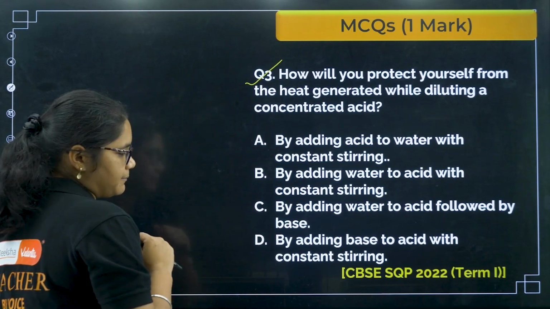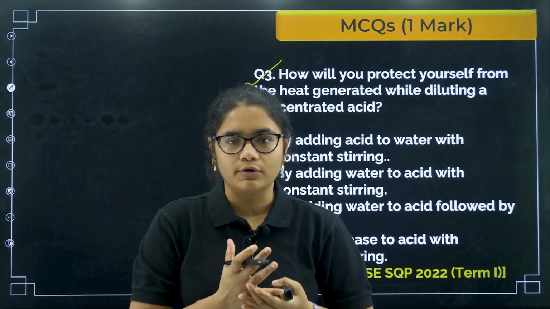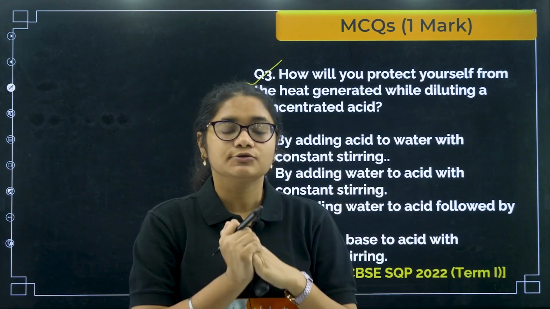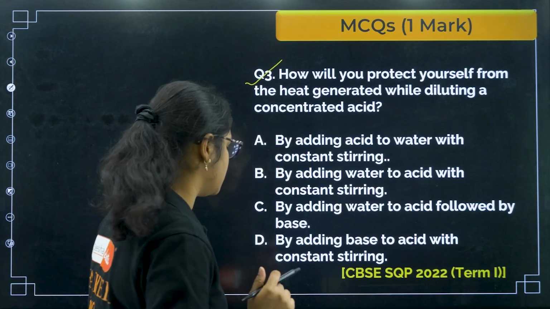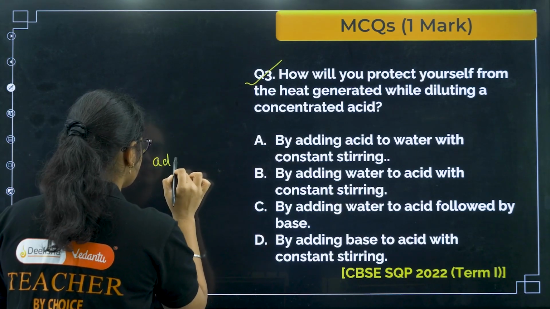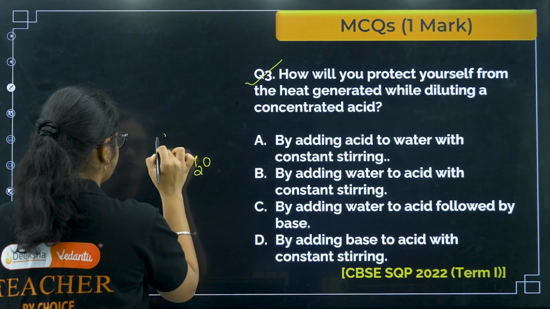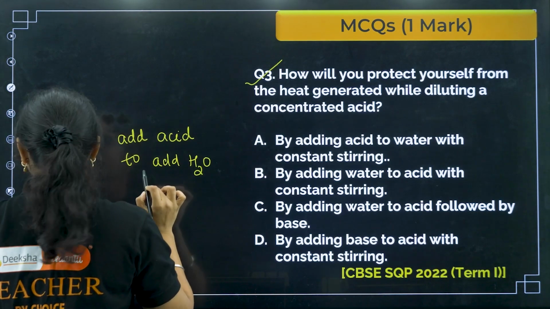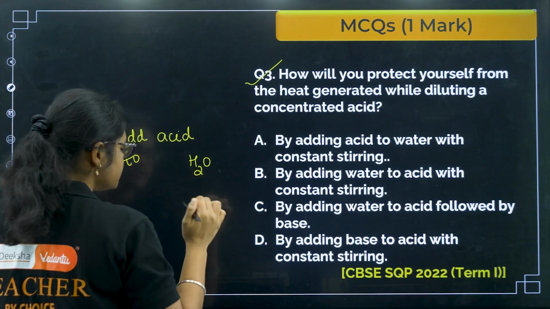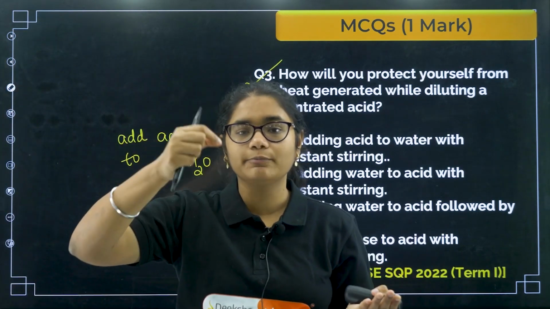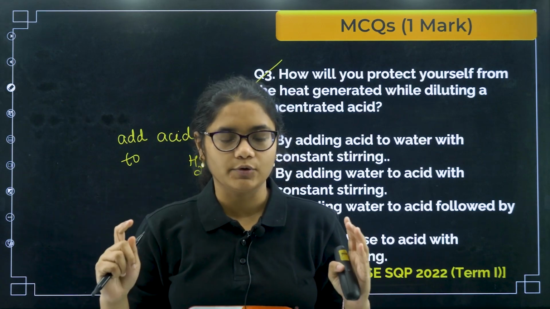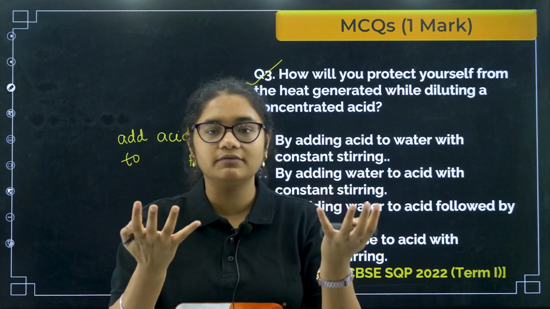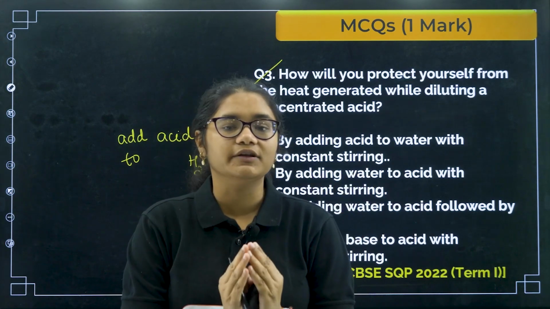Now see what will happen. Suppose you want to mix acid and water, and we know that when we mix acid and water, a huge amount of energy or heat will be produced. So the correct way of mixing is, you should always add acid to water. First you should have water, and then slowly, drop by drop, you add acid to it. In that case, whatever heat is released will be absorbed by the water, and you will be saved here.